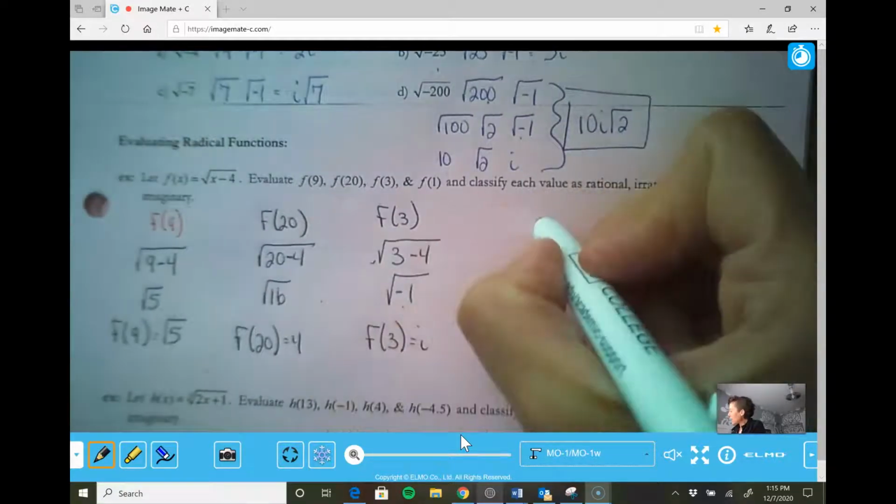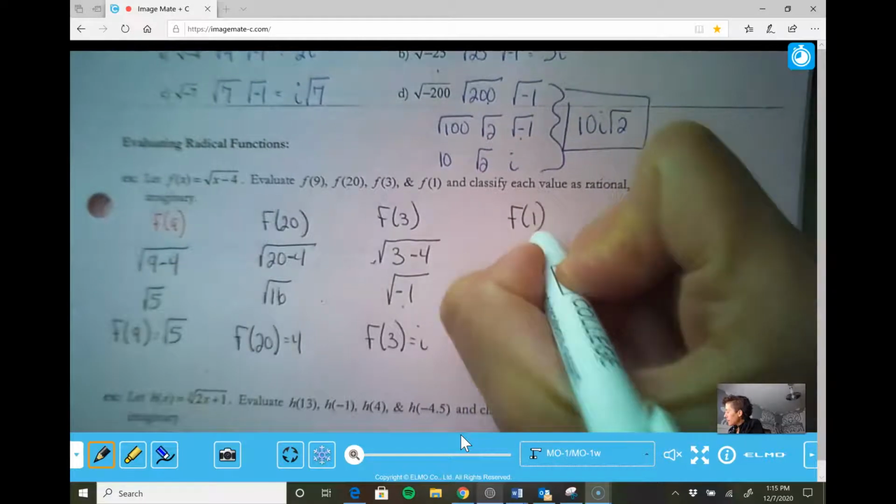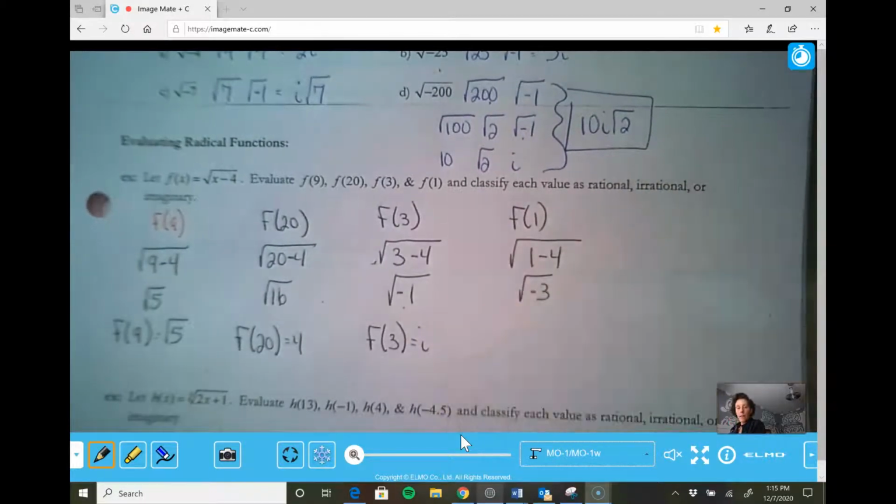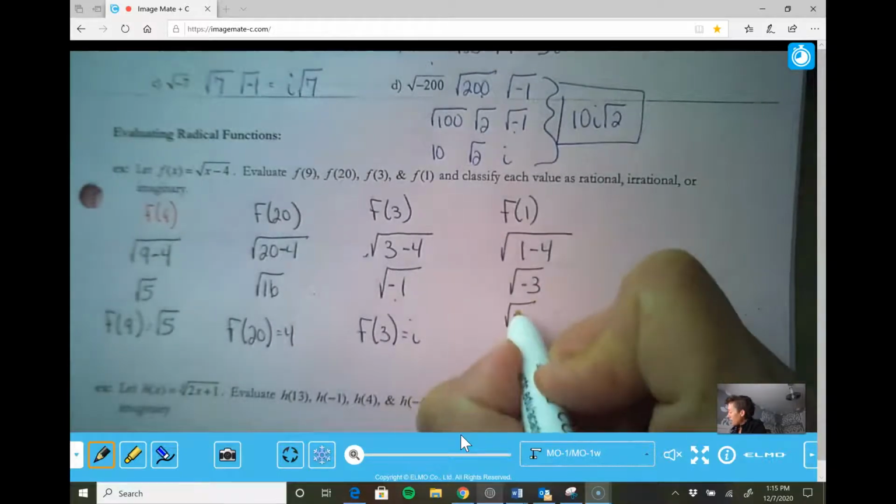And then the last one, put 1 in. So this time when I put 1 in, I get the square root of negative 3. So for that, I'll break it down into these two factors.